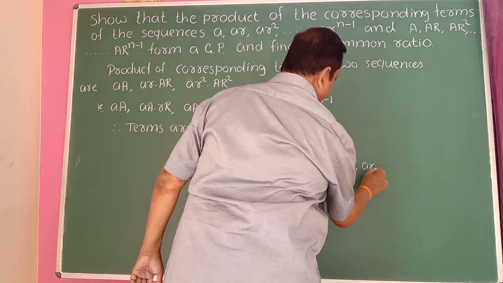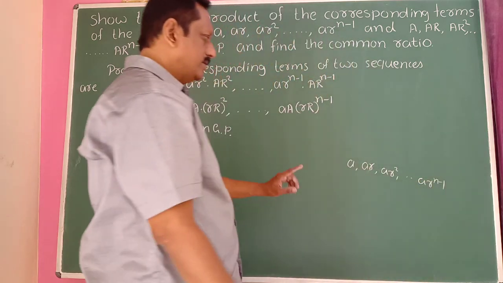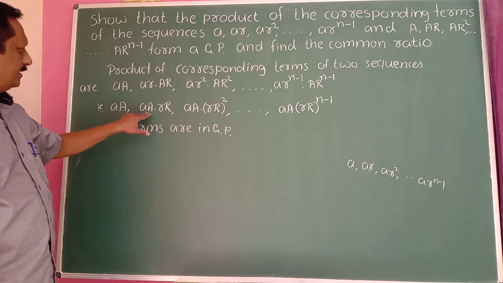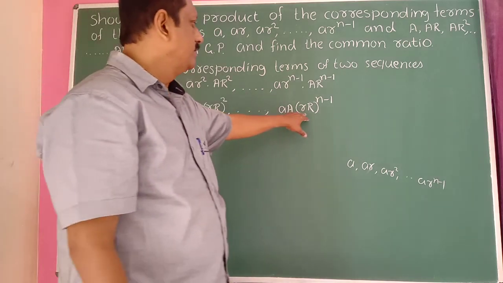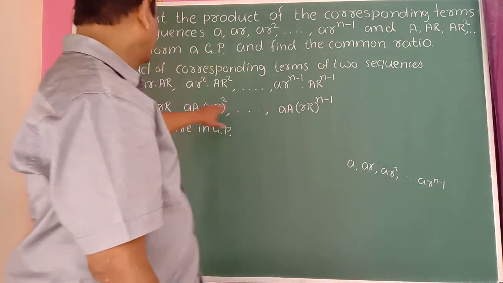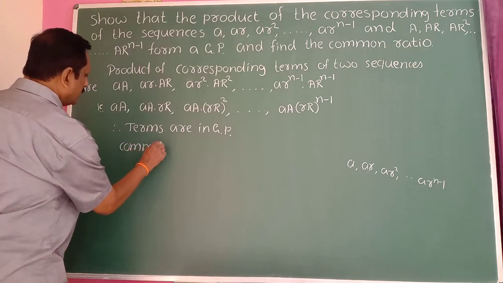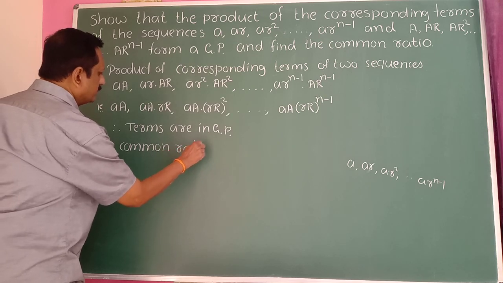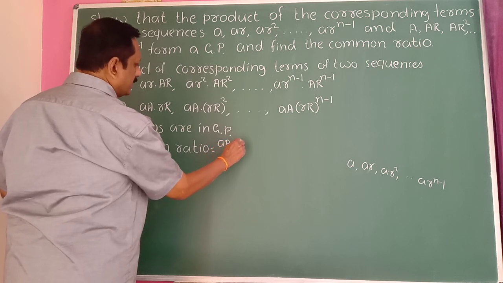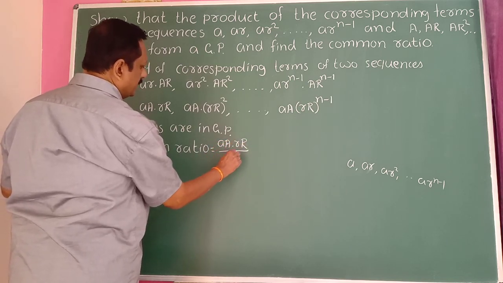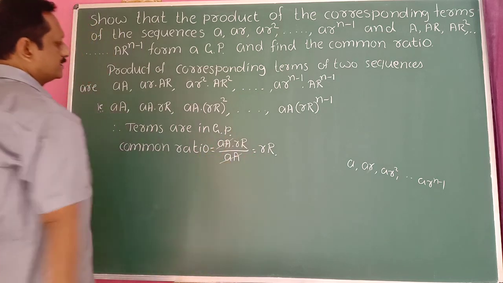AR square and so on, R to the n minus 1. If the terms are in this form we say it is a GP. Here a into a r into r, a into a r into r whole square and so on, a into a r into capital R raised to n minus 1. This form is therefore the terms are in GP and the common ratio is the second term divided by the first term: a into a r into r divided by a into a. The terms get cancelled, so r into r here is the common ratio.